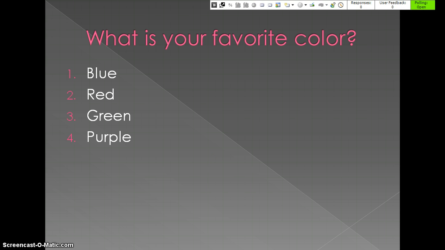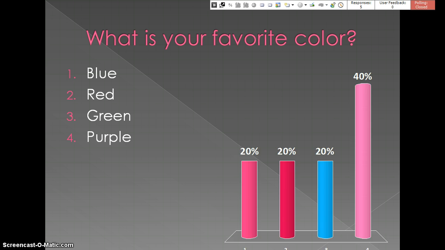Our next question asks, "What is your favorite color?" And we can see the favorite color of our class is purple with 40%. All other colors were tied for second place.